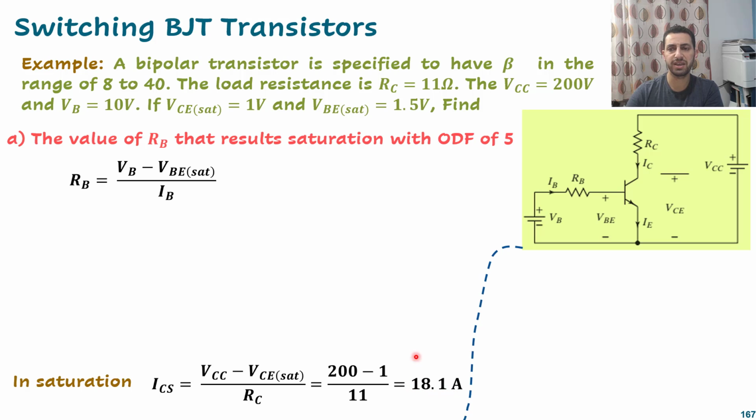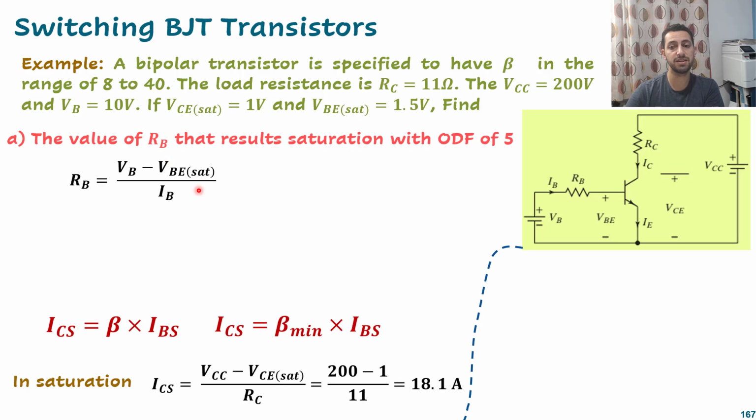I know IC, so I can use beta now to calculate IB, but beta now has no single value. It has a range of values, 8 to 40. Which one should I choose? In the worst case scenario, you should choose the lower gain, because we should consider that our transistor is not able to amplify I base to generate IC. If we consider 40, that means we are looking at a very healthy transistor, but 8 will be considered for the worst case scenario.